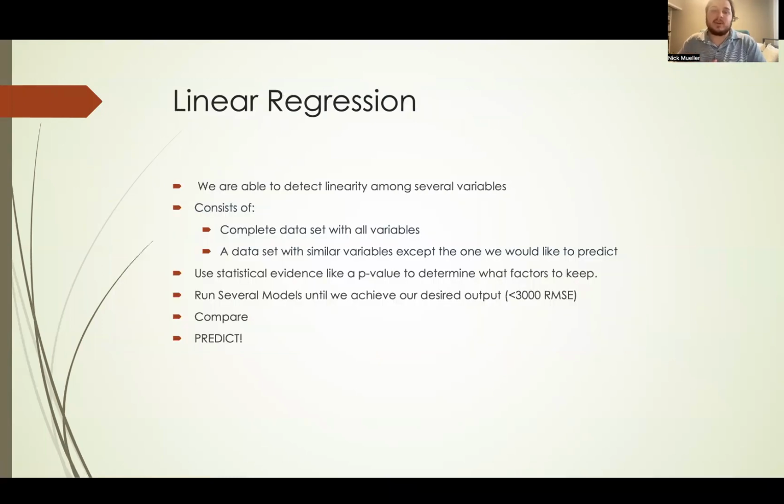And then finally, onto our linear regression to predict monthly income. We used a linear regression, which detects linearity among several variables. Again, it consists of a complete data set with all variables and a data set with similar variables, except the one we would like to predict. So we'll use statistical evidence like p-values to determine what factors to keep. We'll run several models to achieve our desired output, and then again, compare and predict.